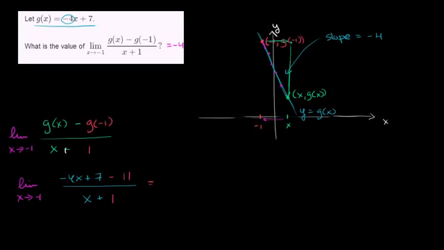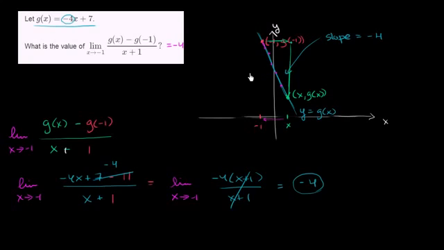So this is going to be equal to the limit as x approaches negative 1 of, in our numerator, let's see, 7 minus 11 is negative 4. We can factor out a negative 4. It's negative 4 times x plus 1, all of that over x plus 1. And then, since we're just trying to find the limit as x approaches negative 1, we can cancel those out. And this is going to be non-zero for any x value other than negative 1. And so this is going to be equal to negative 4.